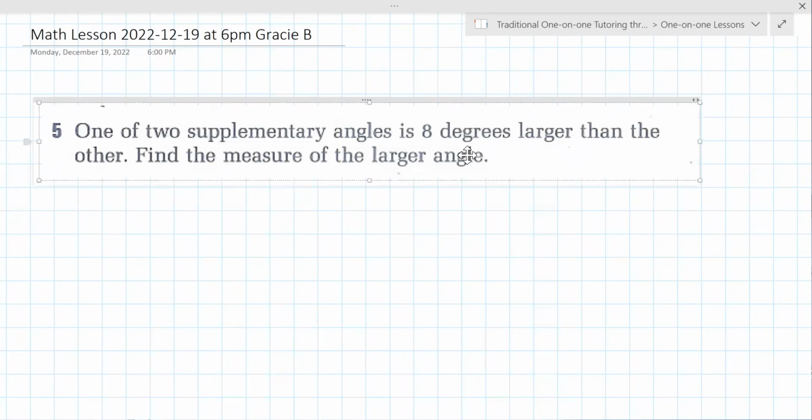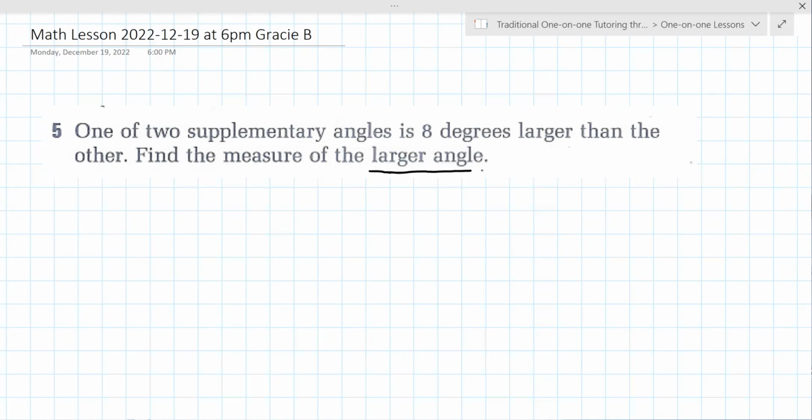Get into today's lesson. It says one of two supplementary angles is 8 degrees larger than the other. Find the measure of the larger angle. So this is an example of a problem where there's lots of things that might be in the multiple choice. Just be sure you're actually finding the one that they want.